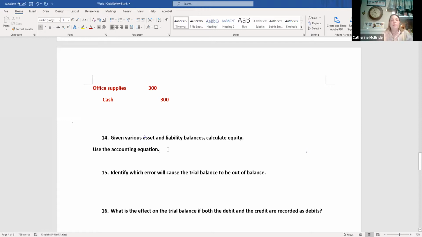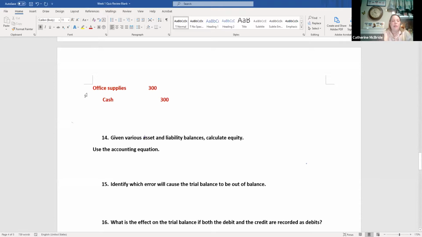Okay, for this one, you're given various asset and liability balances, and you have to calculate equity. So you have to do two things here. You have to use the accounting equation. I'll tell you some other things you have to remember. Equity has four parts: plus revenue, minus expenses, plus contribution, minus dividends.